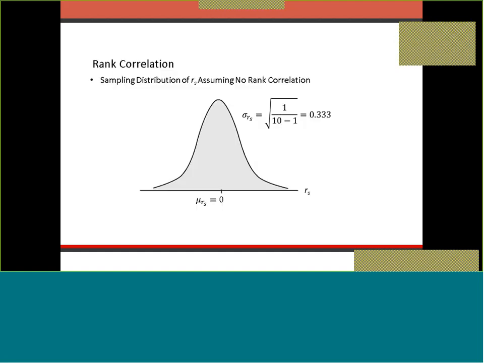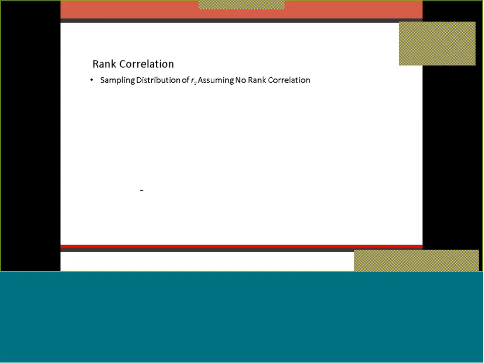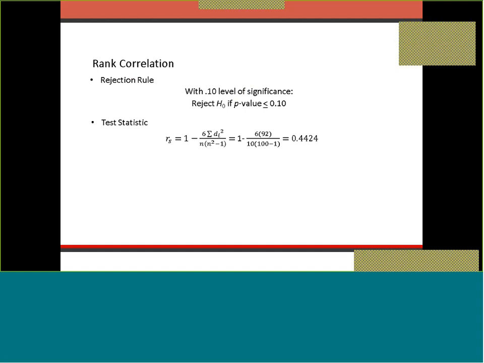So you have to check the mean and standard deviation of your test statistic. Your test statistic is RS, its mean is 0, and the standard deviation is the square root of 1 over n minus 1, with sample size n as 10. So the rejection rule is: reject H naught if the p-value is less than or equal to alpha.